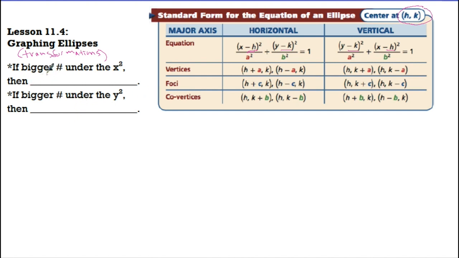The biggest thing that I can suggest that you look for is just look for the larger number. If it's underneath the x squared, it's a horizontal ellipse. Think about stretched out in the x-axis, it's stretched out that way. If the bigger number's under the y squared, it's a vertical ellipse. And that's going to help us when we're graphing these things.